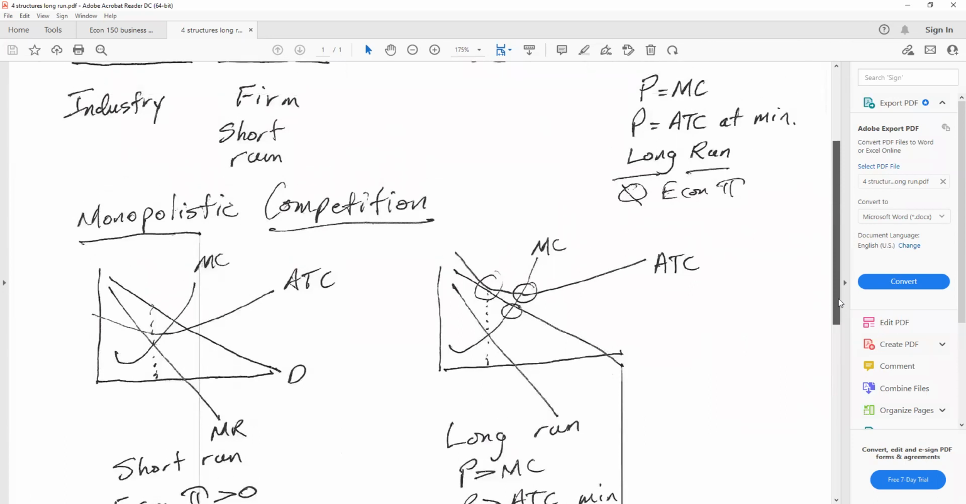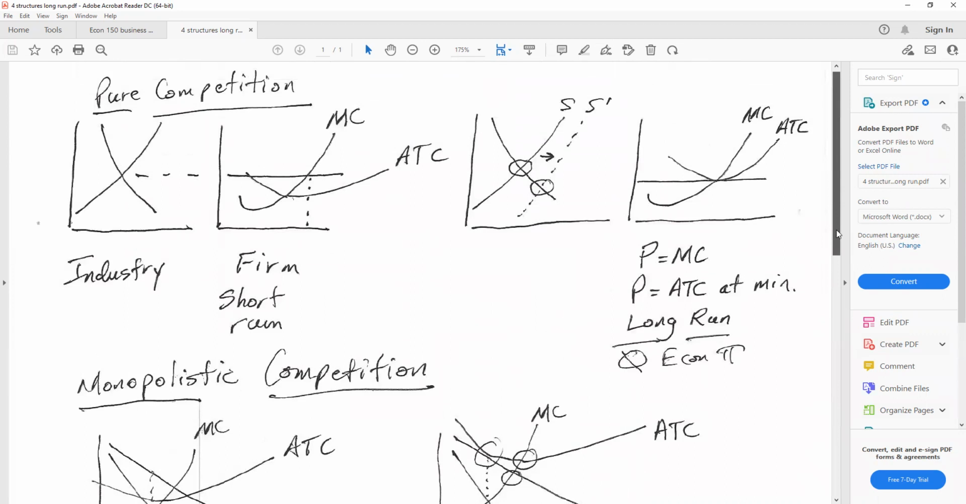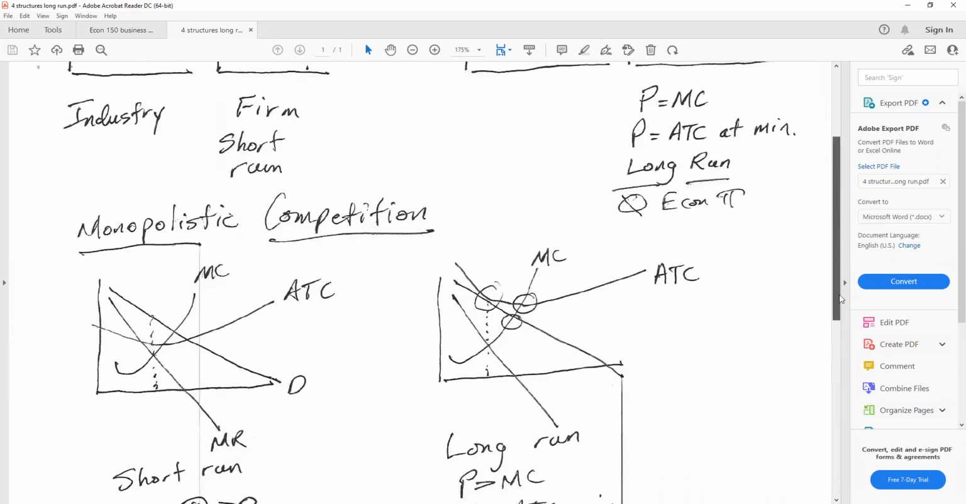In monopolistic competition, we recognize that things are different than in the perfectly competitive firm because the demand curve is downward sloping to the right. We also recognize that the marginal revenue curve is below the demand curve because we have to sell all those additional units at a lower price.